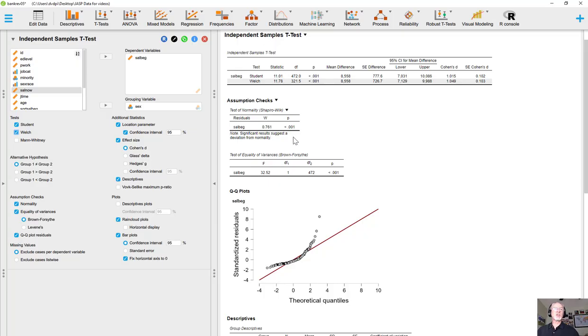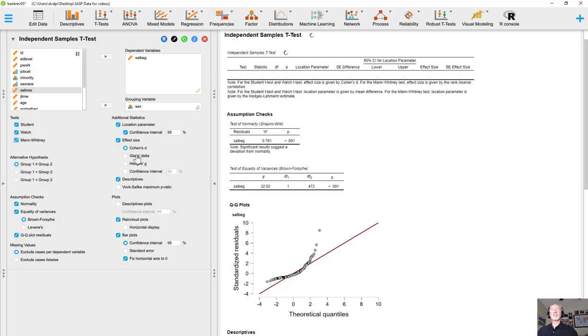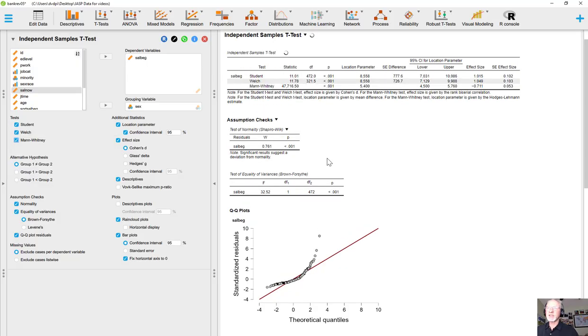What about violating the normality assumption? Well, you can do a non-parametric test that doesn't assume that the normality assumption is being met because it works simply off of the rankings.